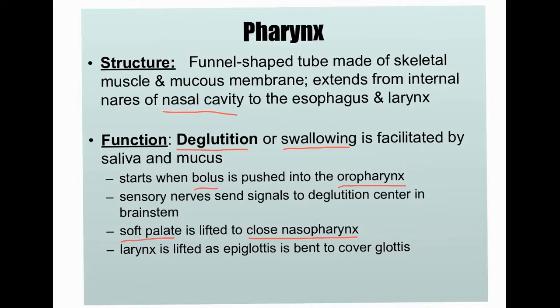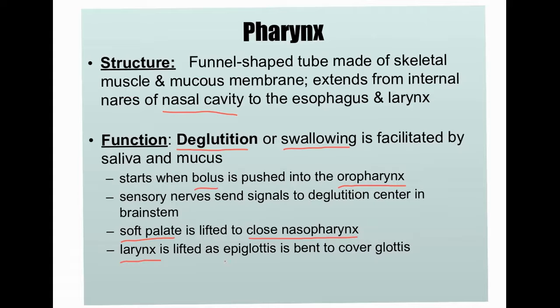So when you swallow, the soft palate moves up and closes the nasopharynx so that liquid or food does not go up into the nose, but it ends up going down into the hypopharynx and then the esophagus. The larynx is lifted. Larynx is the voice box, so that has to do with the trachea. You don't want food going into your larynx.